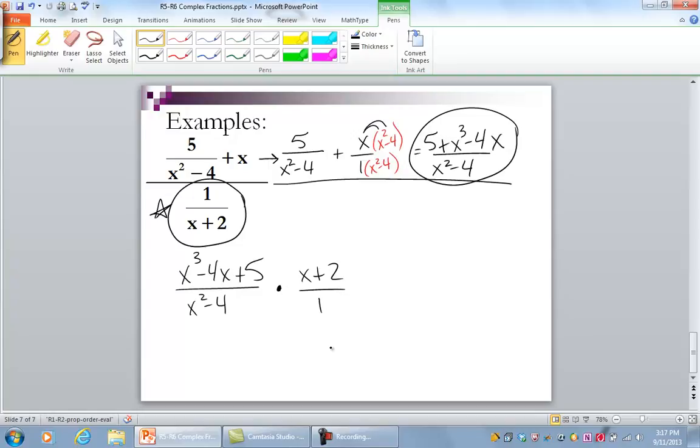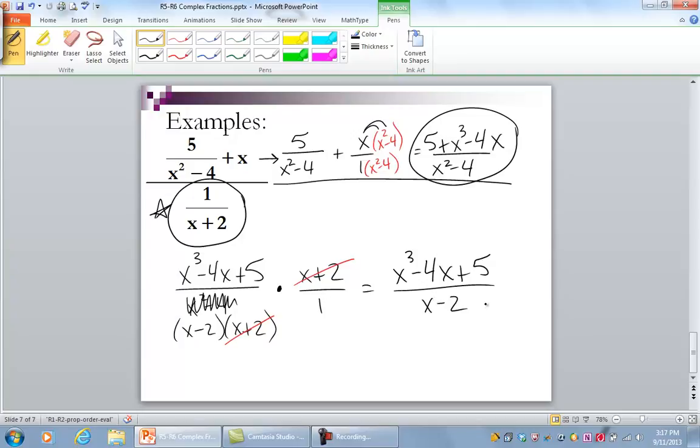Now you can see that something's going to cancel because of our difference of squares down here. I'm going to cross out the x squared minus 4 and actually write it as a difference of squares. Now you can see what's going to cancel. We have our binomial x plus 2 up here, and our binomial x plus 2 down there. So our final answer is that ugly trinomial on the top, x to the third minus 4x plus 5. And the only thing left in the denominator besides the 1 is the x minus 2. And that is it.